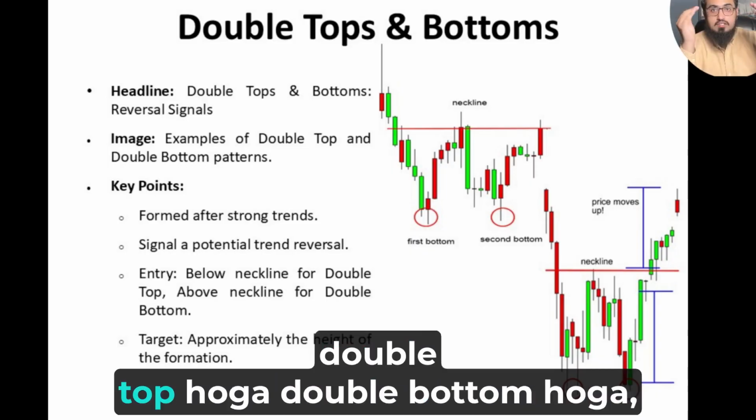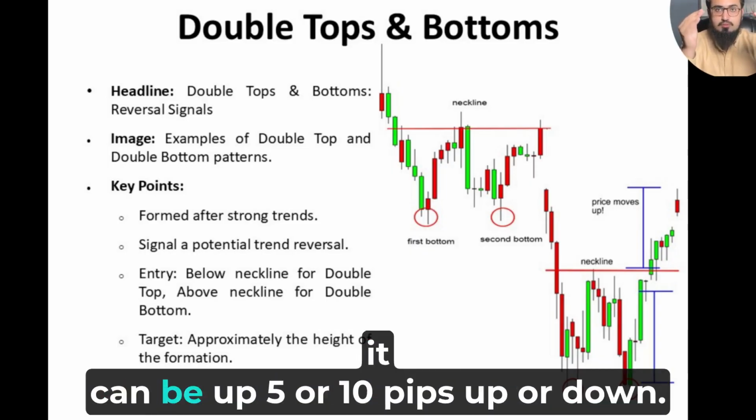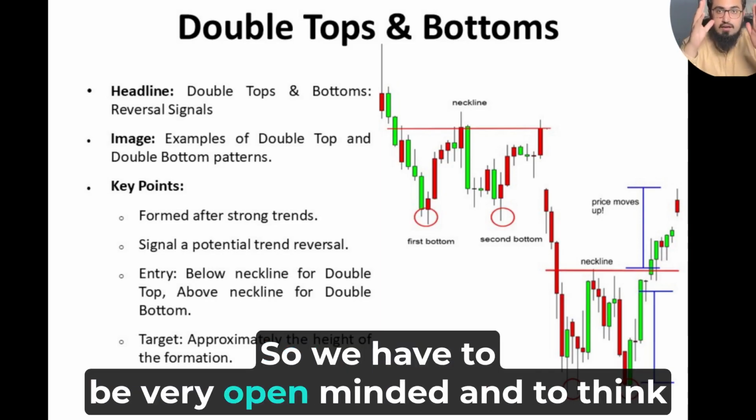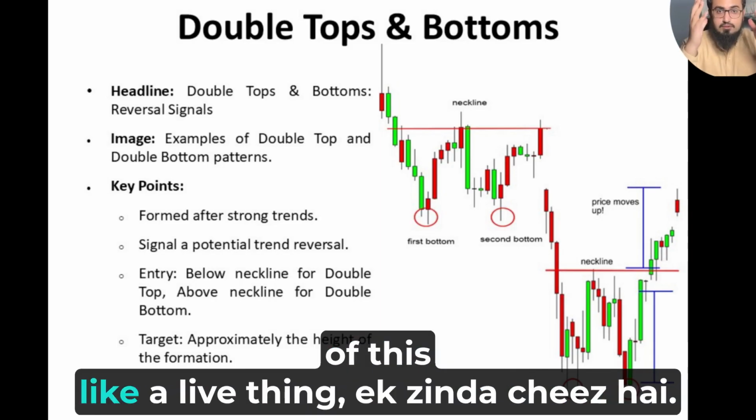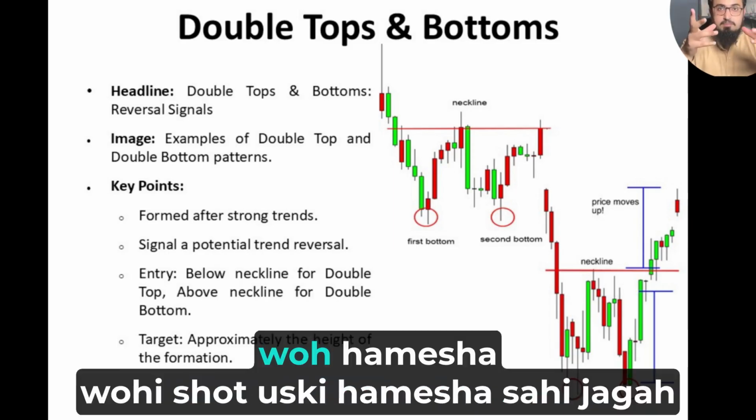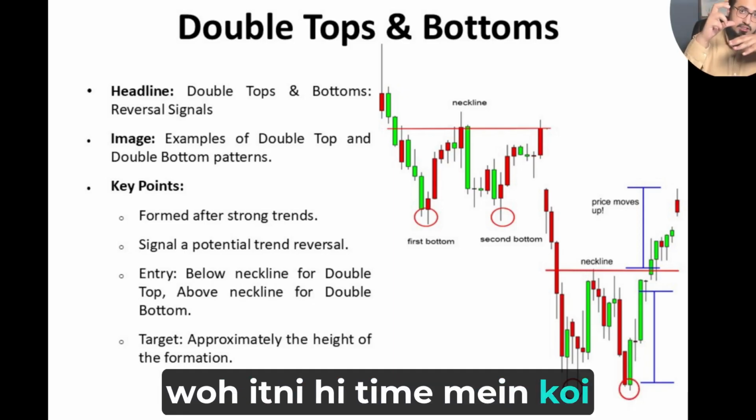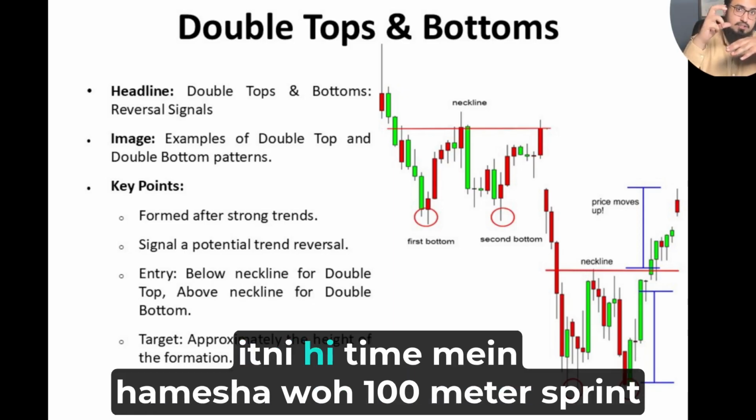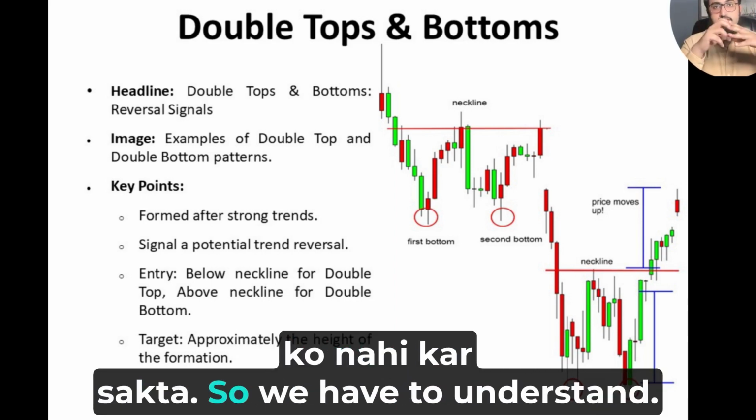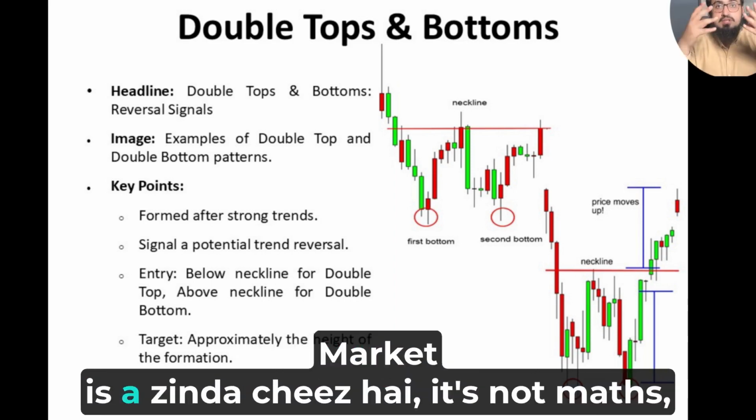It is not necessary that it will be the exact same double top. A double bottom can be a few pips up or down, so we have to be open-minded and think of this like a living thing, like a living player. That shot doesn't always land in the right place. It's the same player; in the same amount of time, a runner cannot always complete a 100-meter sprint. So we have to understand the market is also a living thing.